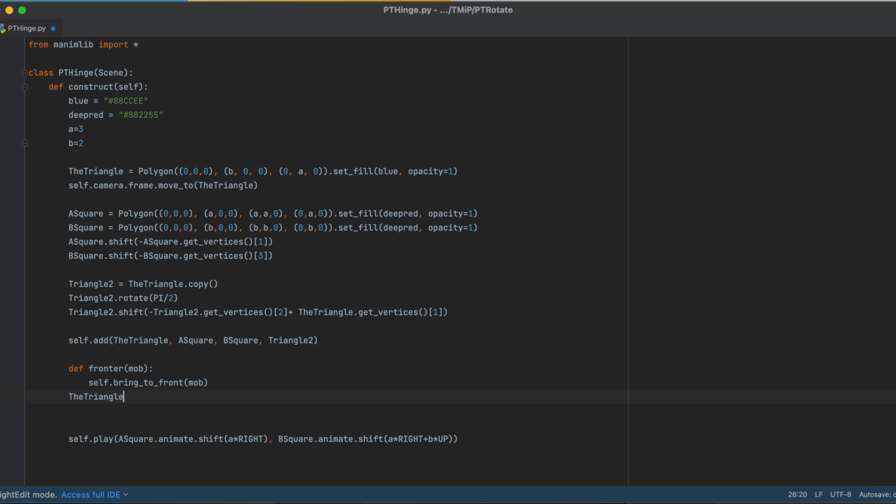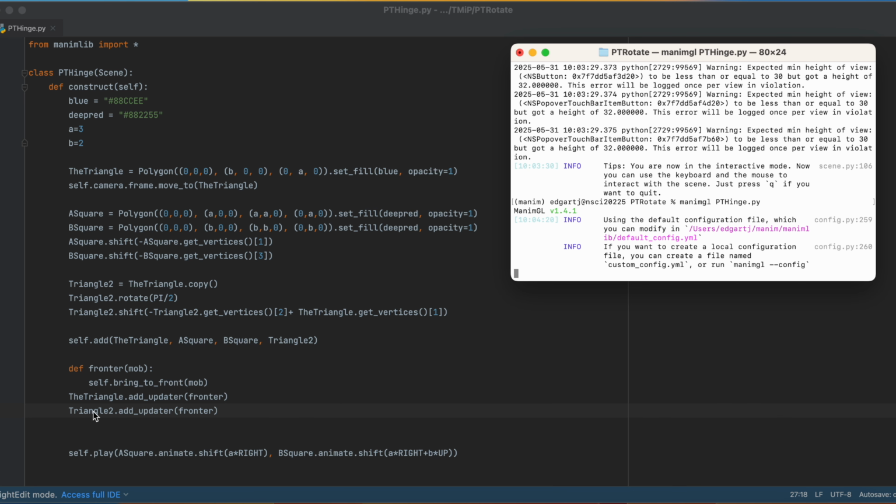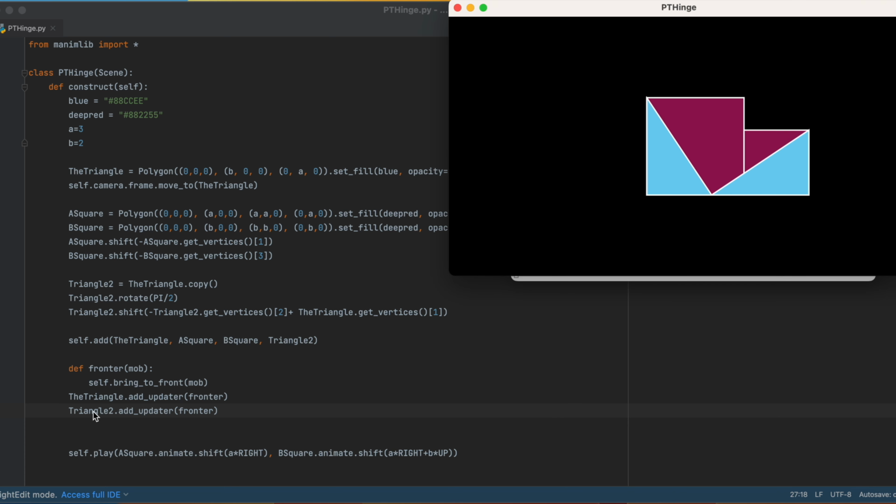And so I should be able to then add the updater fronter to both triangles, but really, as I've seen, I don't actually need it to be added to triangle 2, but just for the sake of it, I'm going to. And so now when I run this, you can see that blue triangle always stayed in front. The animation was a little fast, but we'll fix that in a minute.